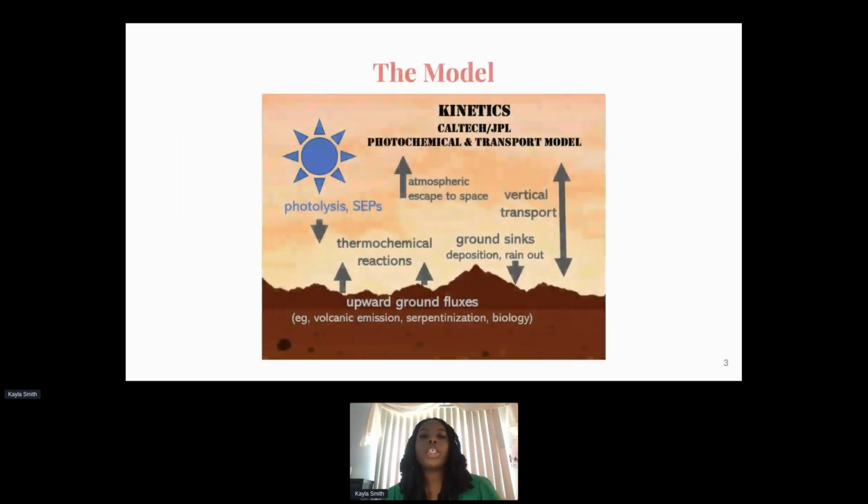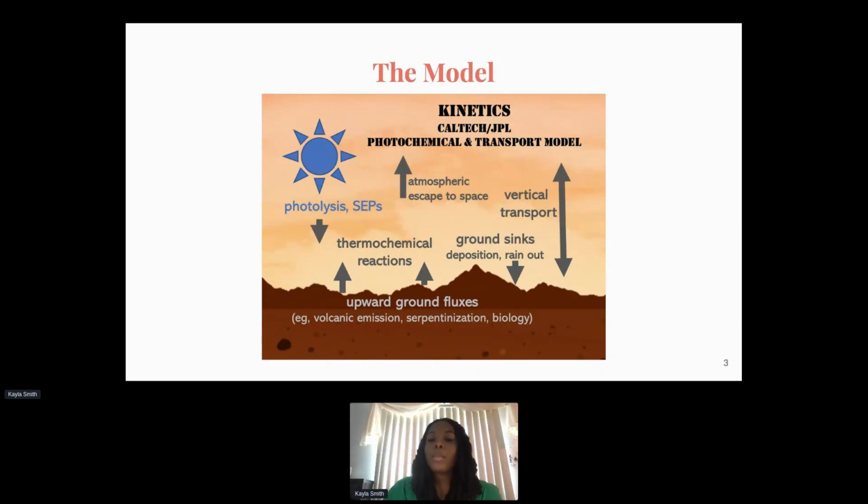So to answer these questions, we used the 1D photochemical and transport model entitled KINETICS. It was developed by Caltech and JPL. And essentially, KINETICS analyzes atmospheric species behavior in a vertical direction. So we can look at photolysis of species. So for example, if I take a water molecule, I hit it with a photon from the sun, and it breaks apart into H and OH. And then those species can go on to react with other species and create other molecules. So photolysis is really huge in our model.